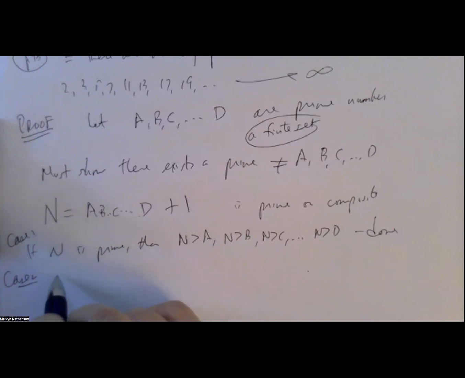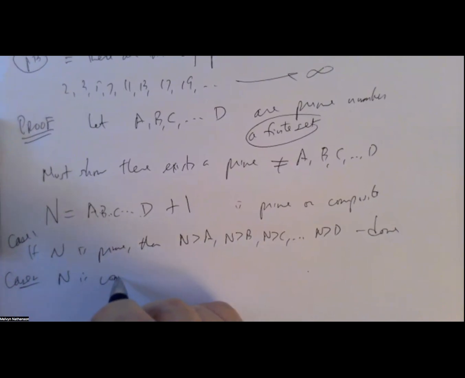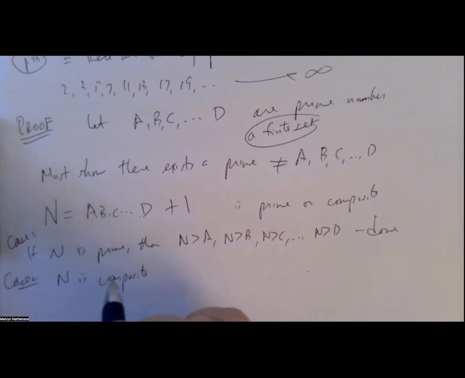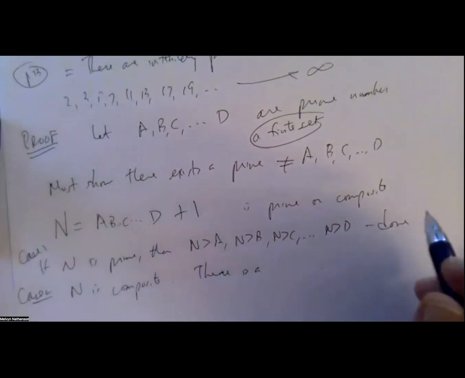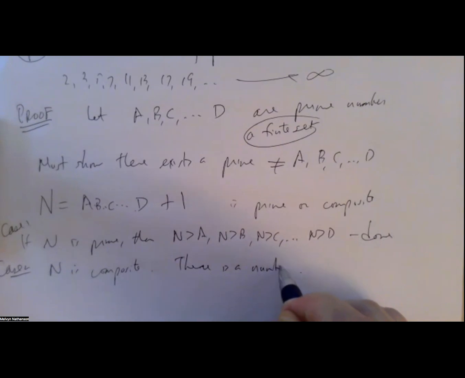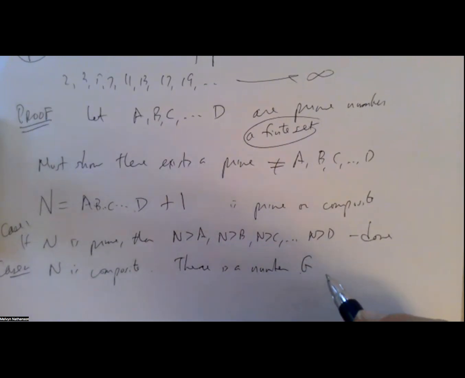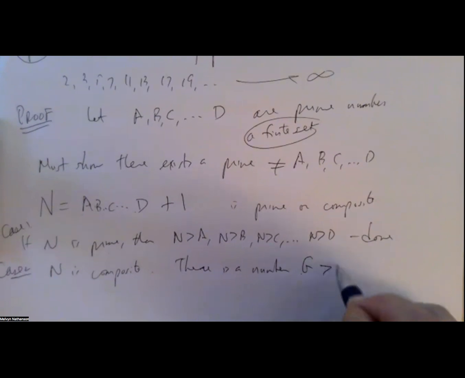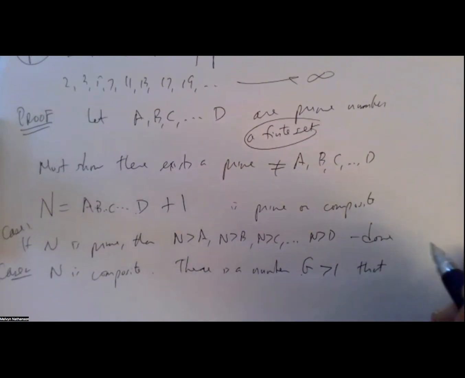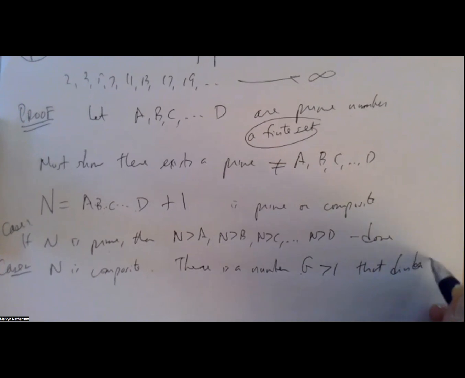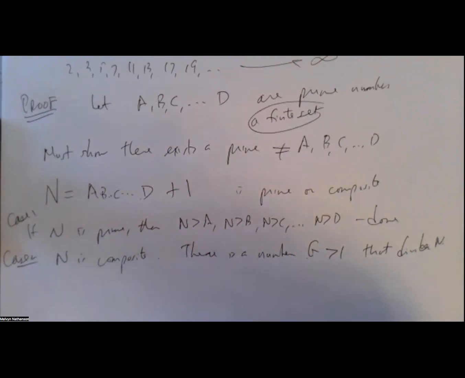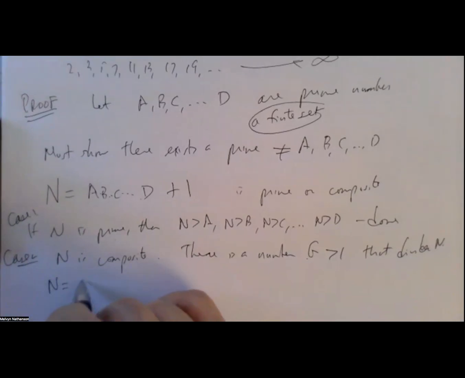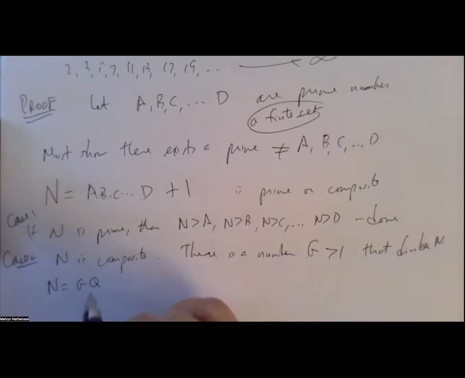Case 2, n is composite. So in that case, there is a number G bigger than 1 that divides n. So let's say n is equal to G times some number Q.